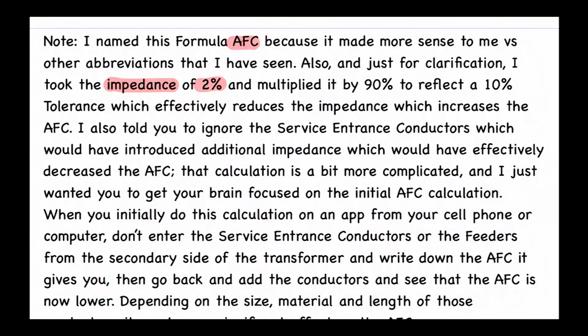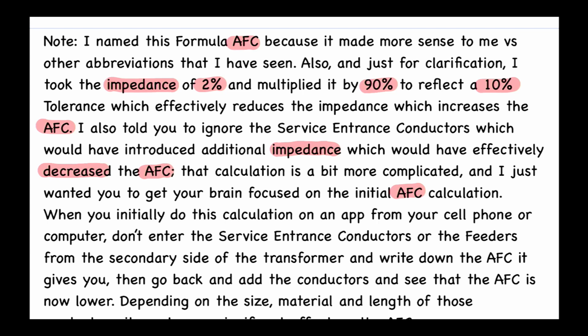Okay, back to the question. I took the impedance of 2% and multiplied it by 90% to reflect a 10% tolerance, which effectively reduces the impedance, which increases the available fault current. I also told you to ignore the service entrance conductors, which would have introduced additional impedance, which would have effectively decreased the available fault current. That calculation is a bit more complicated, and I just wanted you to get your brain focused on the initial available fault current, the AFC calculation.